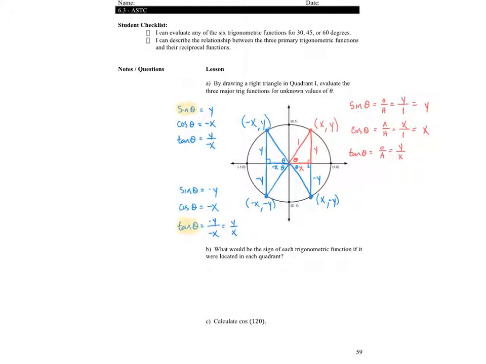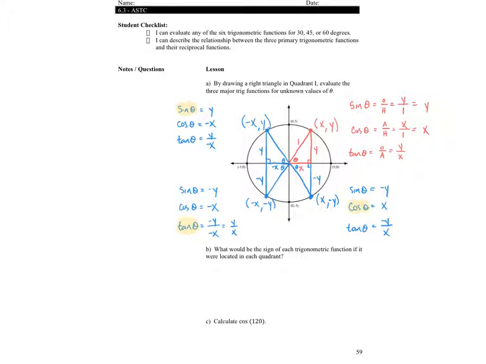Now in quadrant 4, to find sine of theta, all I need is my y-coordinate. Looks like it's negative. To find cosine of theta, all I need is my x-coordinate. That turns out to be positive. And to find tangent of theta, I need to take my y-coordinate and divide it by my x-coordinate, which is going to be a negative number. So it looks like in quadrant 4, cosine is positive.